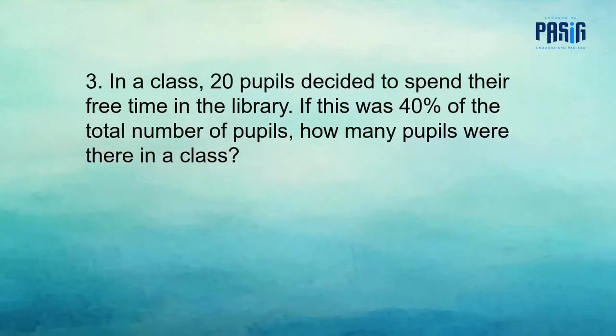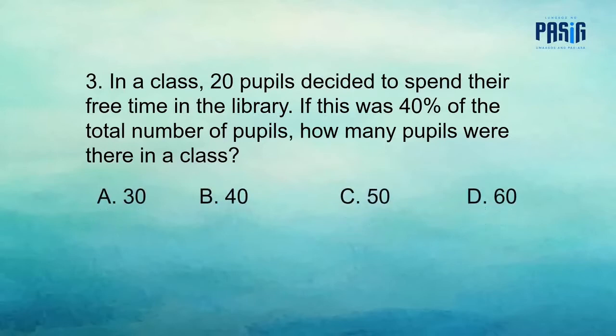Number 3. In a class, 20 pupils decided to spend their free time in the library. If this was 40% of the total number of pupils, how many pupils were there in a class? A. 30. B. 40. C. 50. Or D. 60. What is your answer? The answer is letter C, 50.